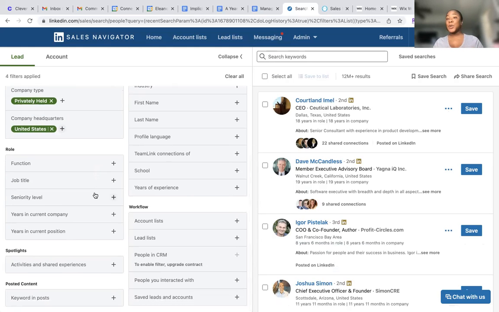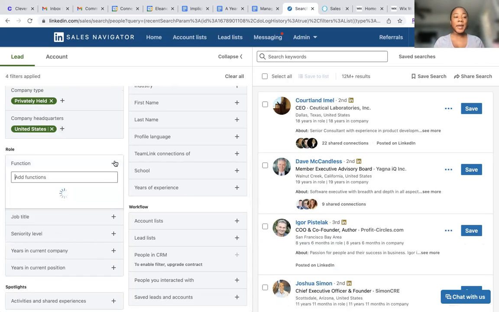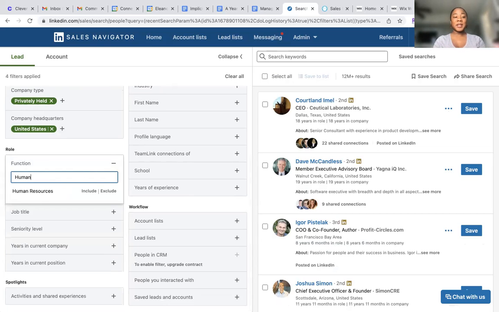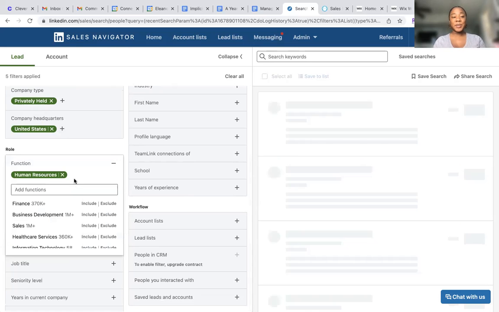Now this part is really important. For role, you want to think about who's the decision maker within the company that would bring you in. So for example, for my learning and development, I'm usually working with the human resources or the people team at a company. And so I could put that in human resources, include them.